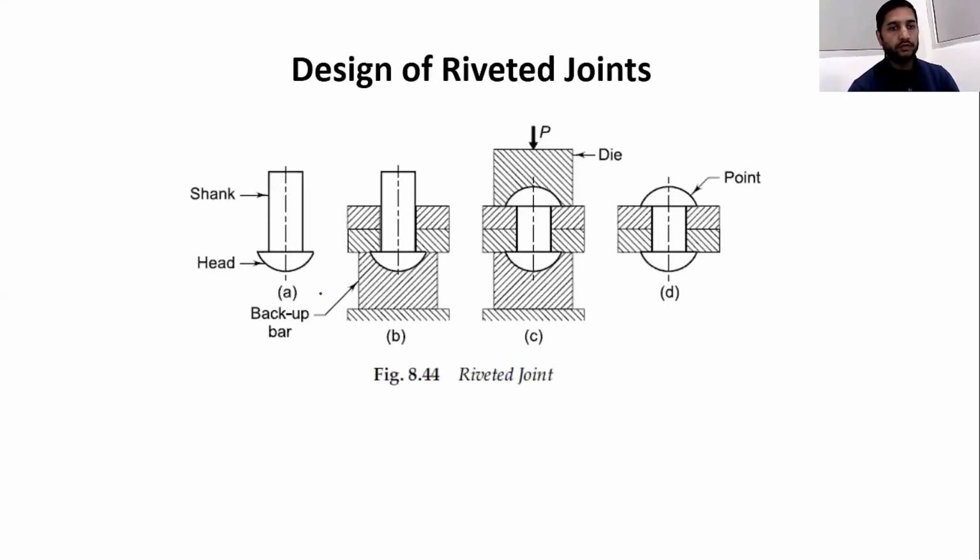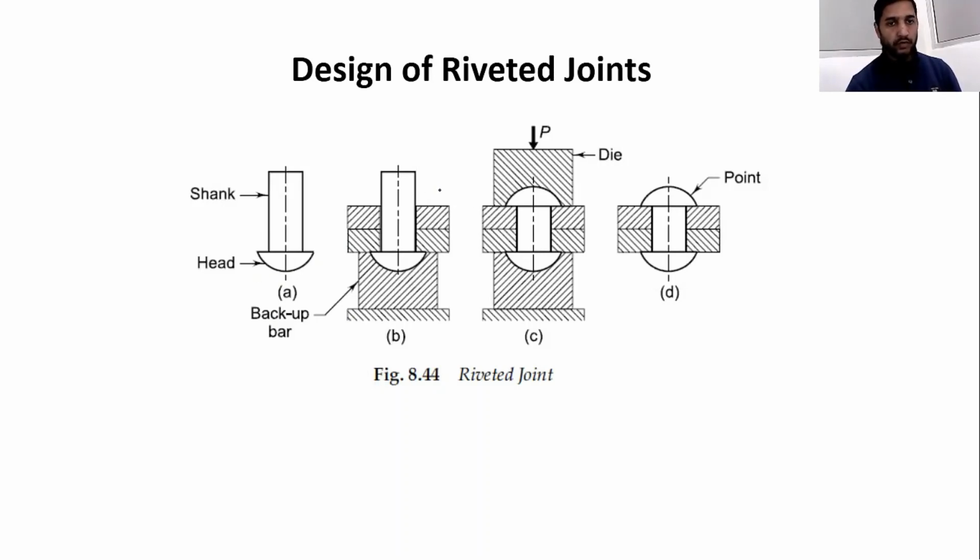So this figure shows the rivet and the process of making a rivet into a riveted joint. Let me just explain this process. Figure A shows the rivet, which consists of a cylindrical shank and a head at one end, and this head is formed by an offsetting process in a machine which is called an automatic header.